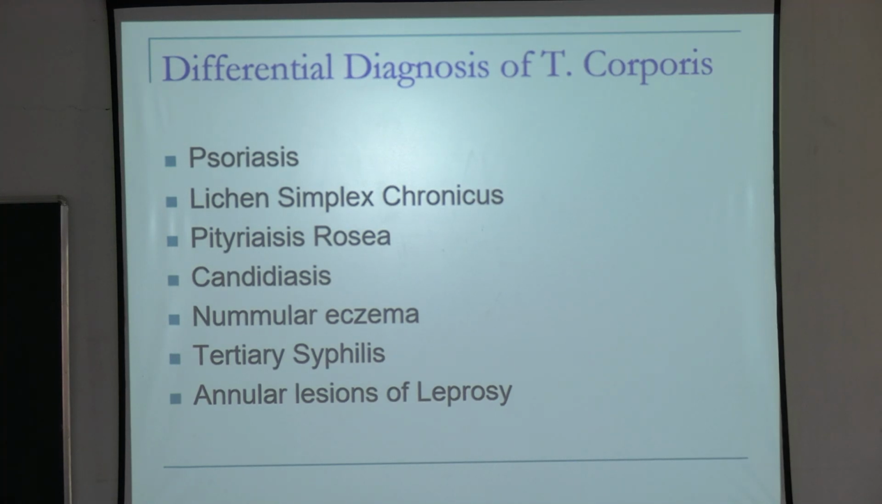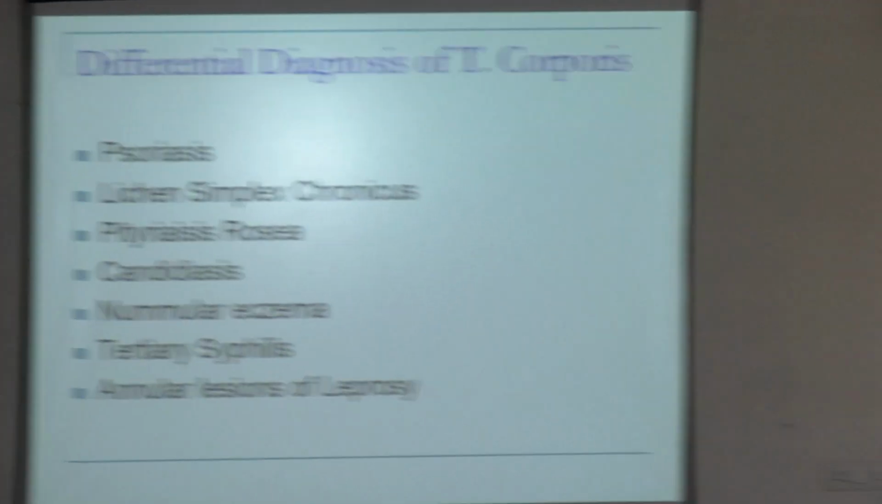So we have to keep other diseases in mind, because if you don't do proper differential diagnosis, then your treatment may be wrong. Like if you confuse tinea with psoriasis, in psoriasis you will give steroids. Sometimes an annular pattern is there, so if you give steroids thinking it is psoriasis, then it will increase tinea.